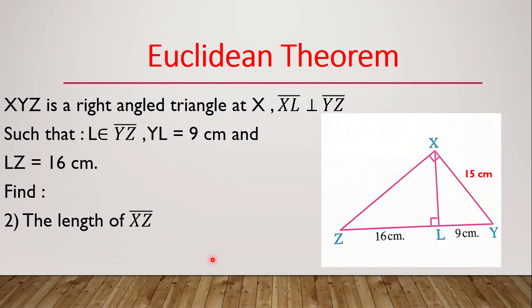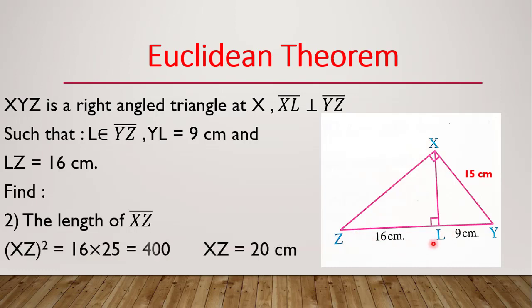Number 2, I want the length of XZ. In the same way, XZ is one side of the right angle, so XZ power 2 equals the projection of XZ on the hypotenuse multiplied by the hypotenuse. So XZ power 2 equals 16 multiplied by 25. It will be 400. Then I'll take the square root to get XZ. It will be 20 centimeters.